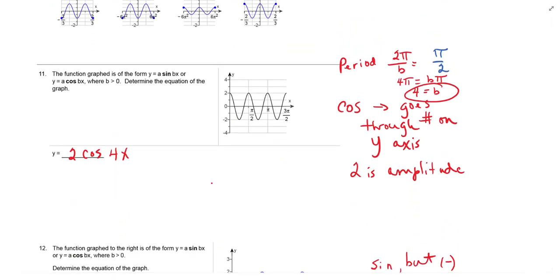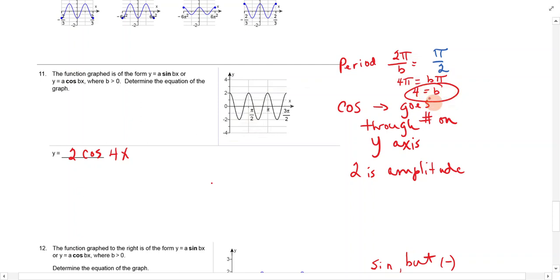The function graphed in number 11 is the form y equals a sine bx or a cosine bx. That's a general statement for this. So determine the equation of the graph. Well, if we look here, we start up here at 2. That kind of indicates that it's going to be a cosine. And it repeats at pi over 2. So the period 2 pi over b is pi over 2. Let's cross multiply. We get 4 pi equals b pi. Divide by pi, so b is 4.